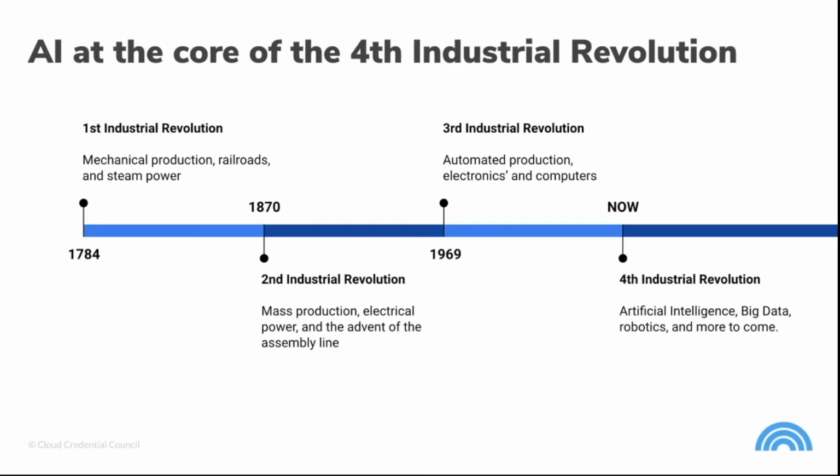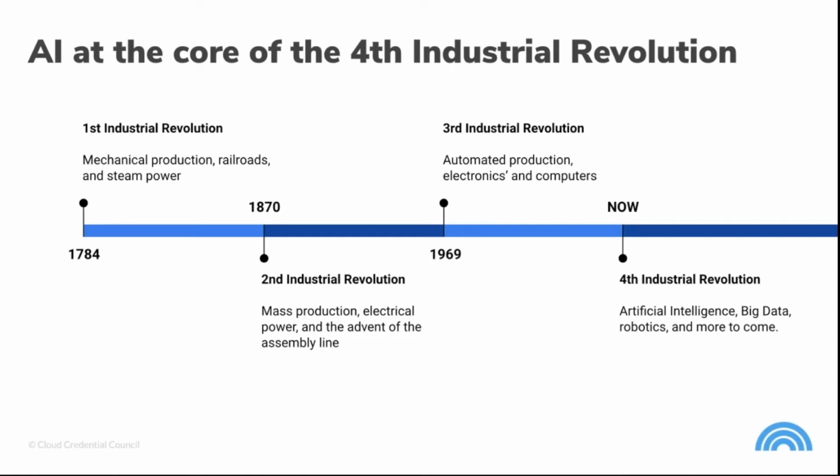AI today is considered to be at the core of the fourth industrial revolution. The focus of the first industrial revolution was on mechanical production, railroads, and steam power, while the second dealt with mass production, electrical power, and the advent of the assembly line. The third era introduced electronics and computers and brought about automated production. And today, the fourth and current one focuses on big data analytics, AI, advanced robotics, digital twins, and many other evolving technologies.